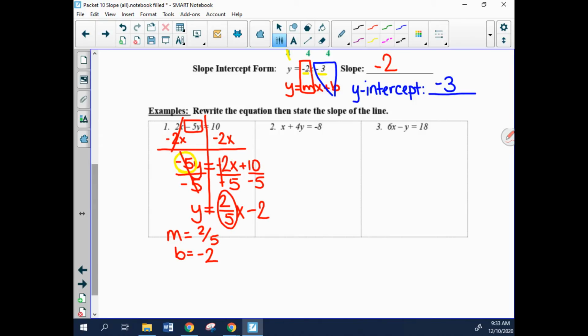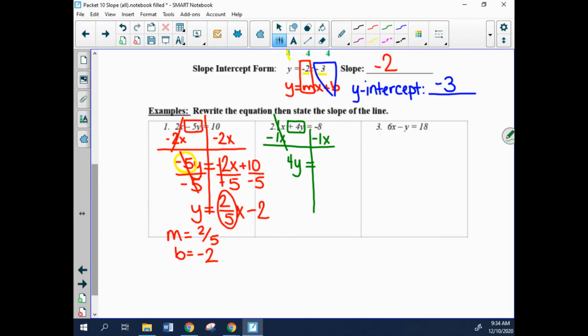Let's try B. For B, here's my imaginary wall. First thing I'm going to do is box my y term because I know I want to get that one by itself. And now I want to move this x over to the right. What number is in front of that x? It should be a 1. So we're going to move this 1x over to the right. To do that, I'm going to subtract 1x from both sides. Here, that cancels out, leaving me with 4y on the left.